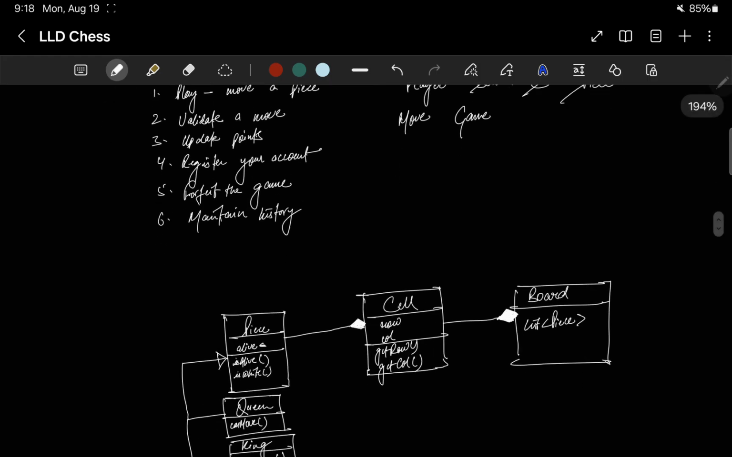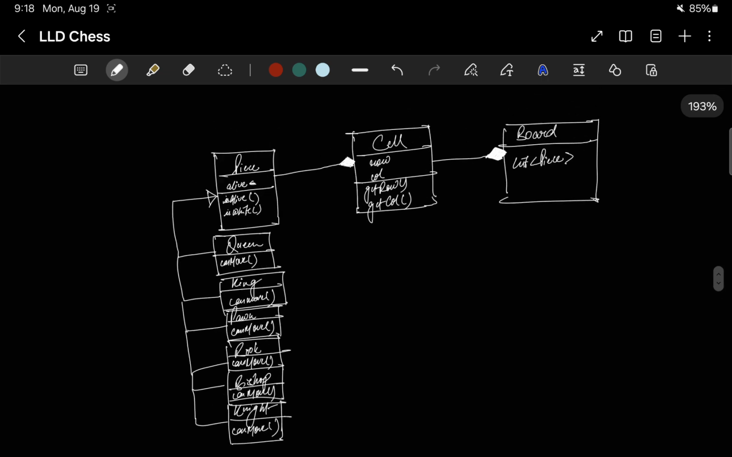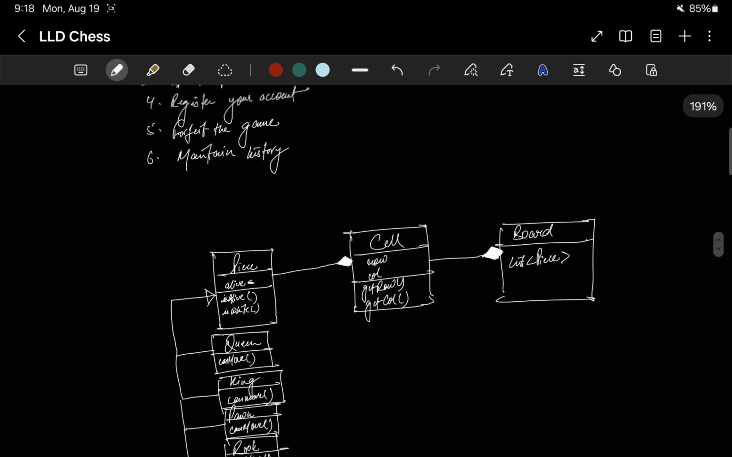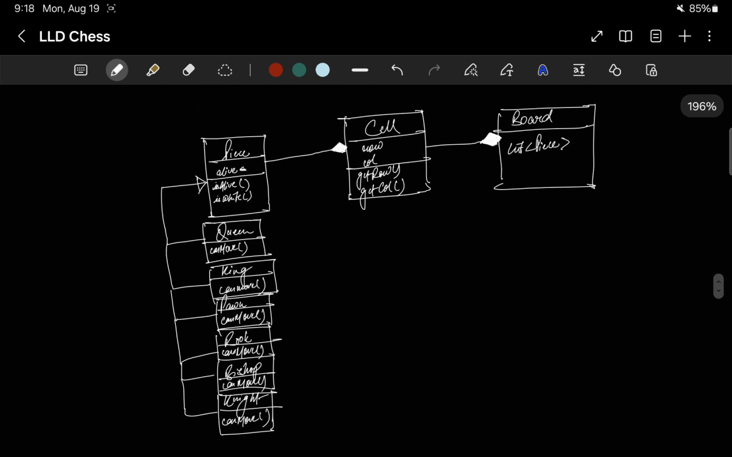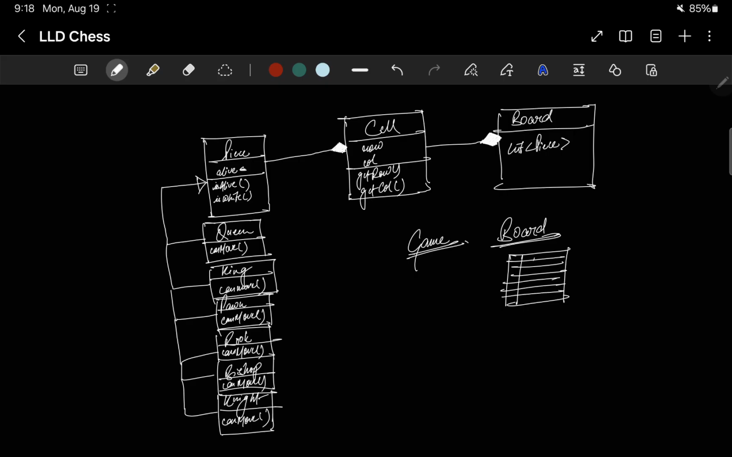Okay. Now we have created board also. Now we will move to these player, move and game. So if you see board belongs to a game. But there is one important thing which you should know here. First thing is, when you start a game, what happens? You get a board, right? As soon as you start the game, you get a board with all the pieces at their right places, right? You get the board, the pieces are at their positions.